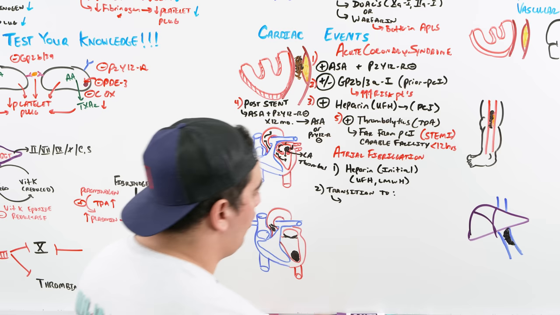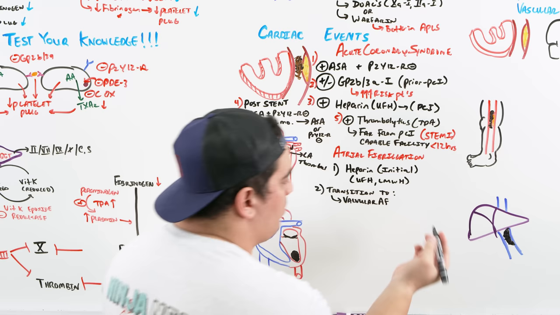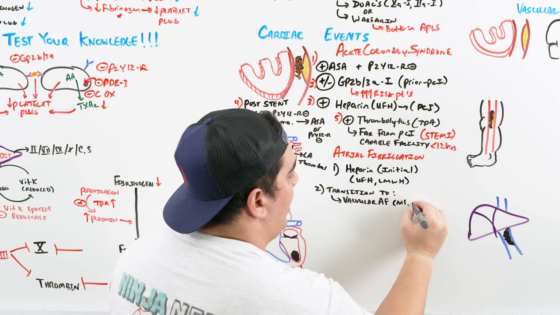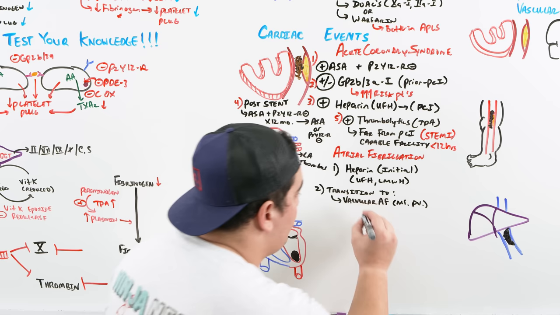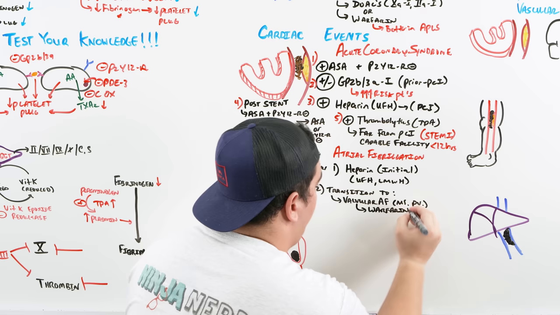Okay. If they have valvular AFib, this is the easiest way of branching them apart. In other words, they have mitral stenosis or they have a mechanical prosthetic valve, these patients cannot get DOACs. It's not FDA approved, it's not been shown to be beneficial. So for these patient populations, you go with warfarin. You go with warfarin.